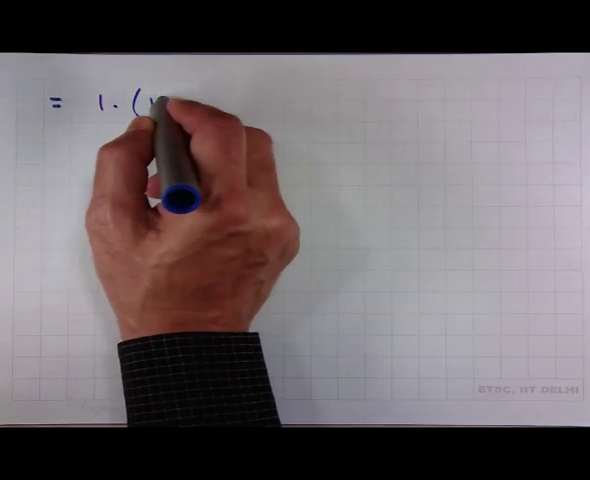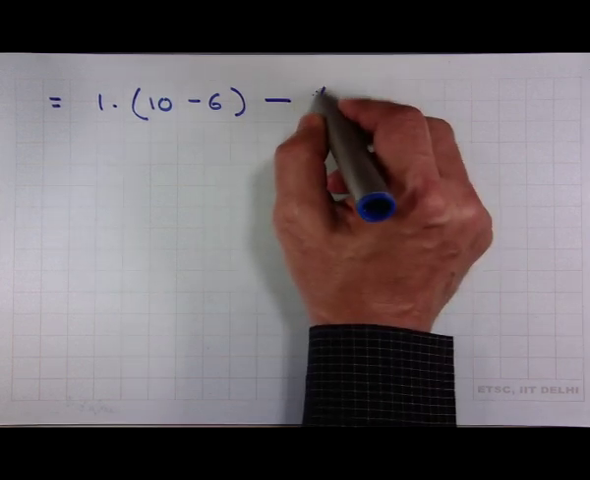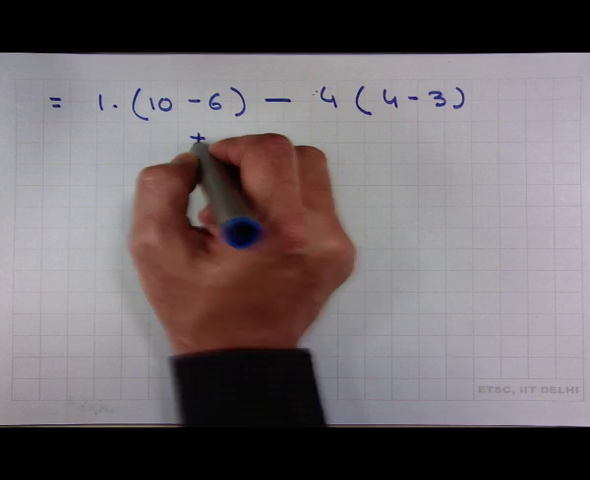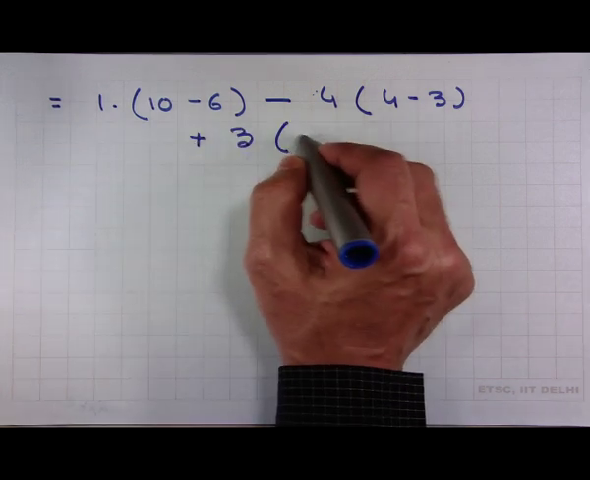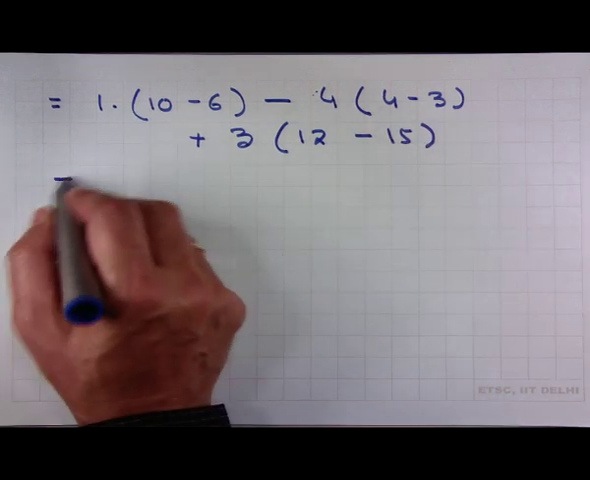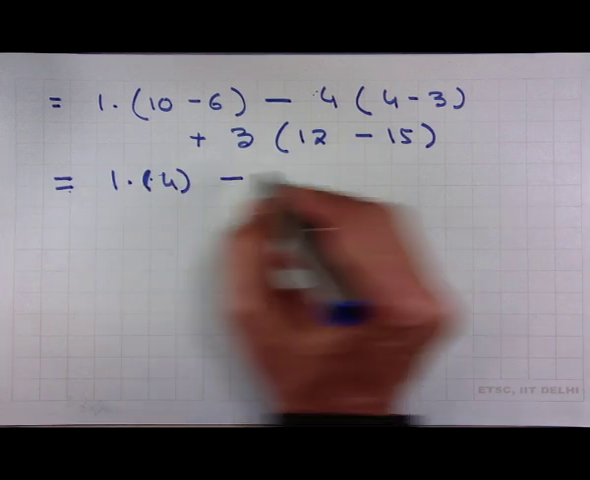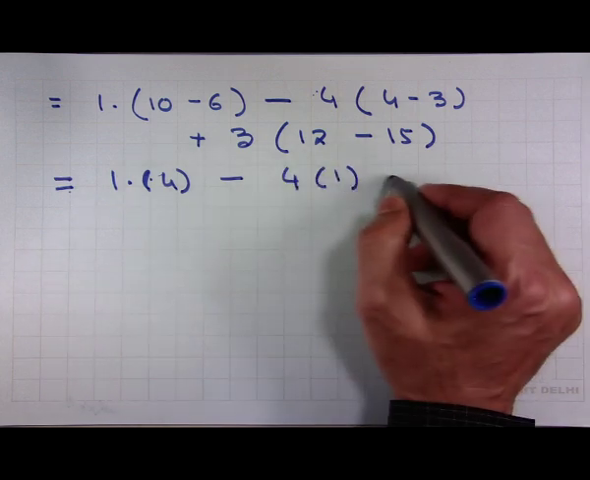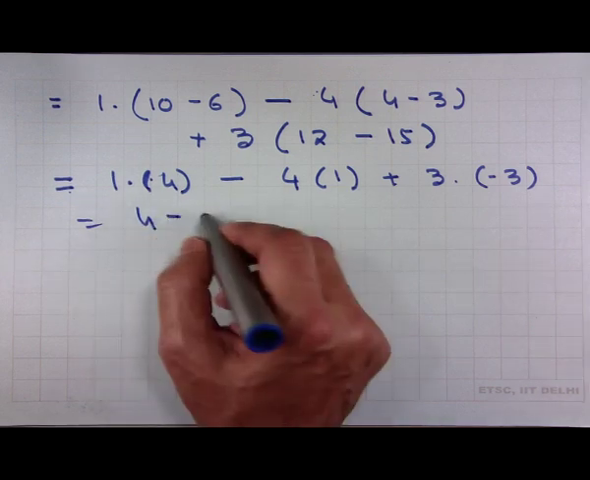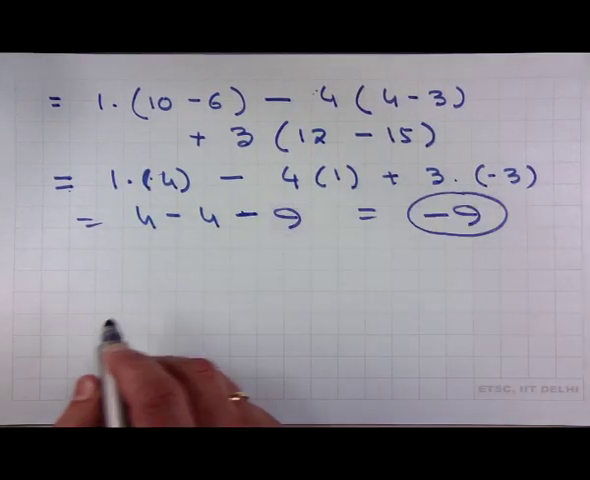1 times 10 minus 6, minus 4 times 4 minus 3, plus 3 times 12 minus 15, is equal to 1 into 4 minus 4 into 1 plus 3 into minus 3, is equal to 4 minus 4 minus 9, is equal to minus 9.